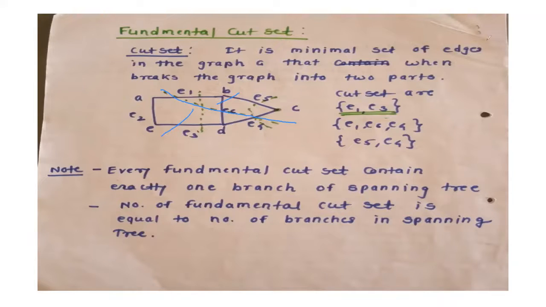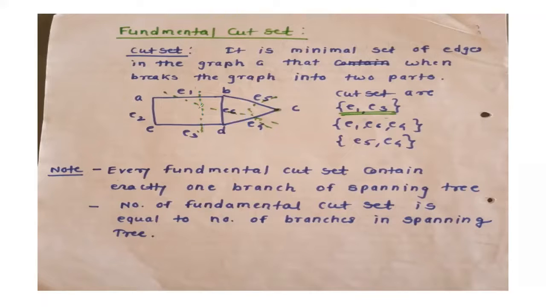Again, we can cut like this, so the graph is disconnected into two parts. This is one part, and this vertex is the other. So the edges E5 and E4 form a cut set. We can cut like this also, and again there are two parts.